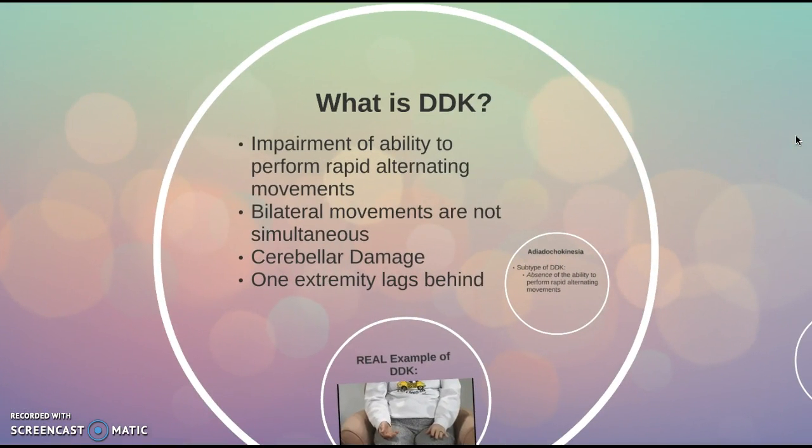What is DDK? Dysdiadochokinesia is an impaired ability to perform rapid alternating movements, such as bilateral forearm pronation and supination, or bilateral hand grasp and release. The patient's rapid alternating movements are irregular, bilateral hand movements cease to be simultaneous, and often one extremity will lag behind the other. This is a sign of cerebellar damage, for example, from a traumatic brain injury or a cerebral vascular accident.